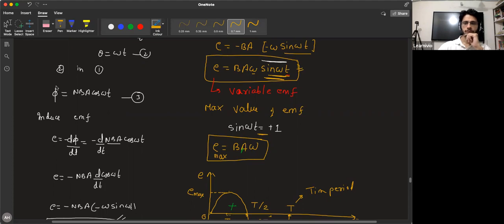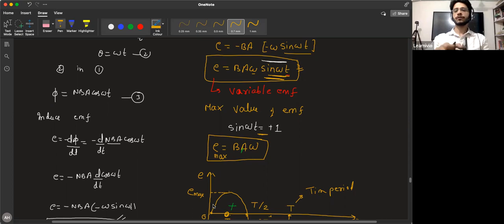Sir, this means that maximum EMF is induced when the area vector is perpendicular to the magnetic field, sir. No, when the area vector is parallel to the magnetic field. Because it's at T/4, no? Initially, it's equal to 0. So that means initially your area vector is perpendicular to the magnetic field.